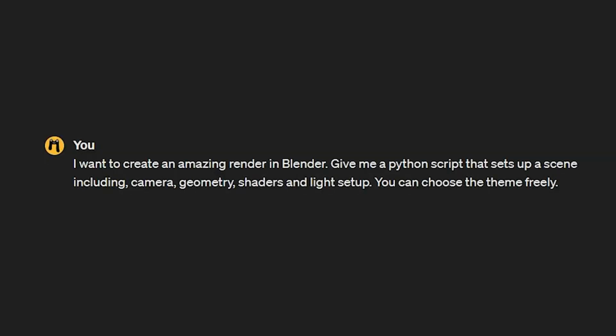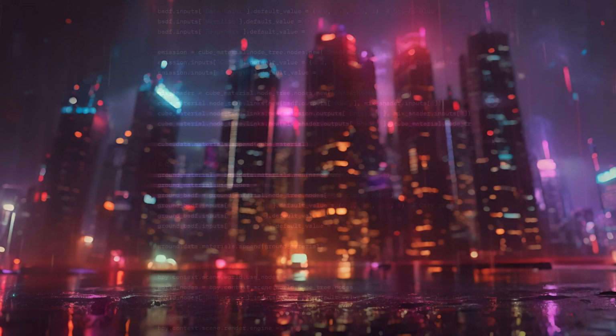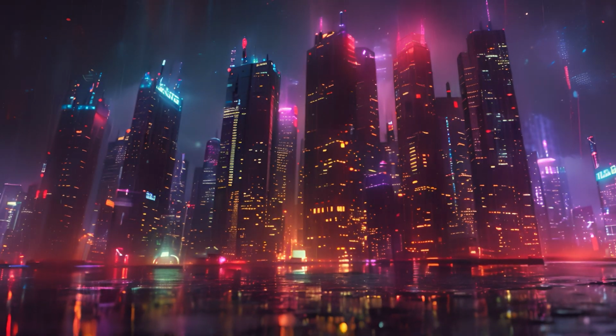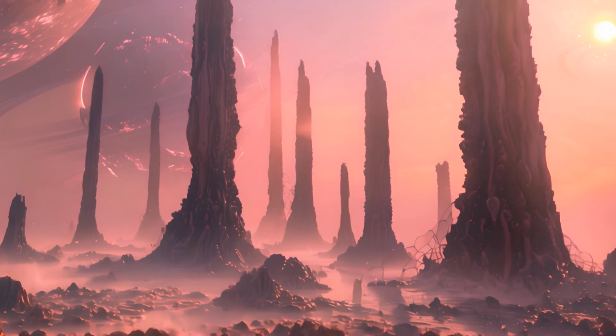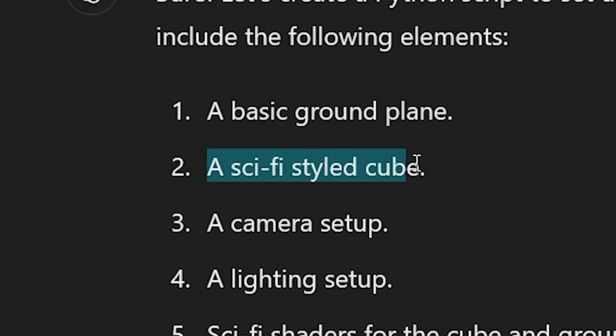But before I show you that final rendering, let's see what happens when we give it full creative freedom. I was thrilled when I saw that ChatGPT had chosen a sci-fi theme. So expecting to see a futuristic city, a spaceship, or an alien planet, I copied over the script and it's a glowing cube. It's not just any cube, that's a sci-fi cube.